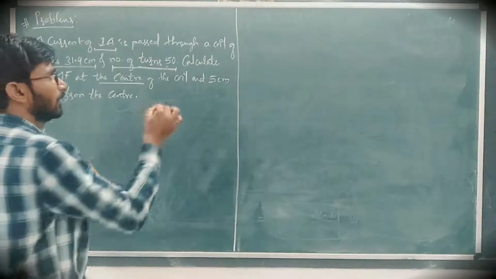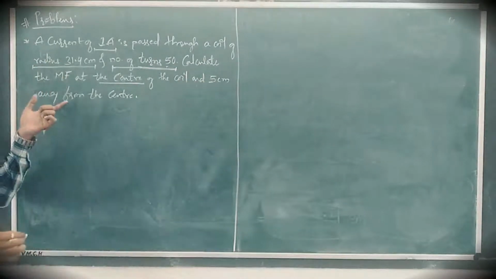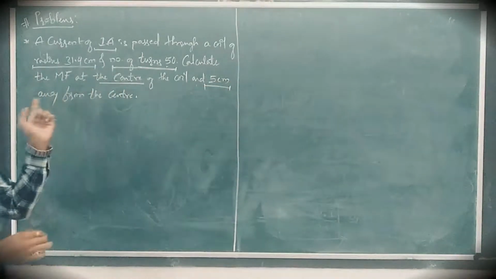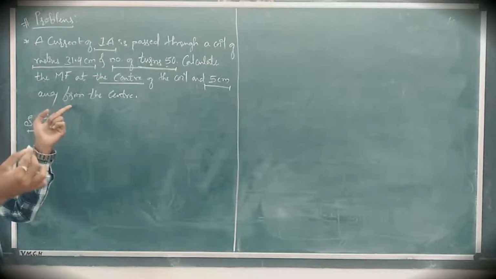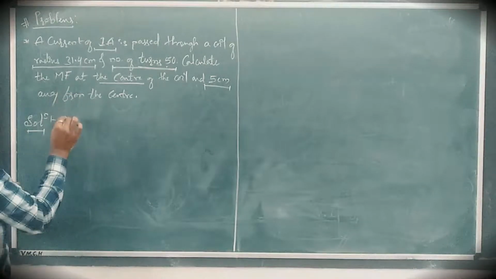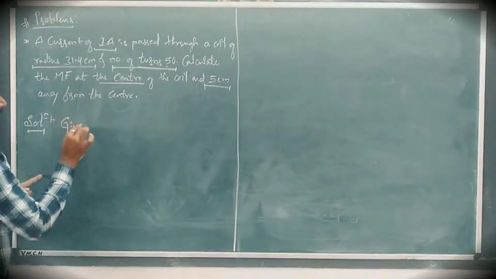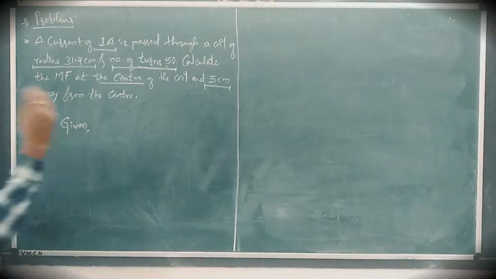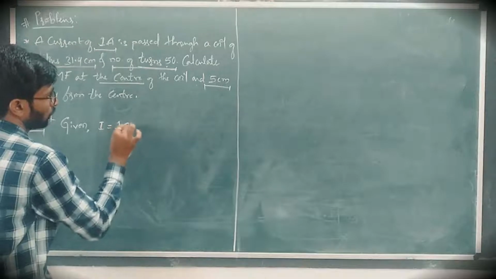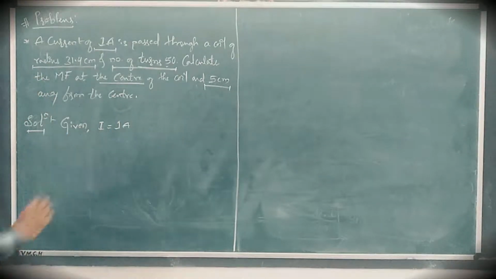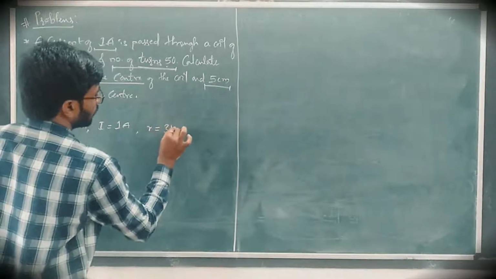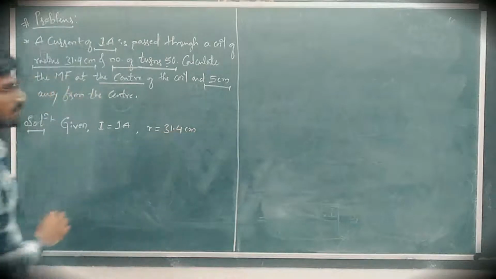The second part is the magnetic field 5 centimeter away from the center. They have given another value also, and we need to find what the magnetic field will be away from the center. Before going to this, let us write down the given parameters. The current I is 1 ampere, and the radius is 31.4 centimeter. Is that right?